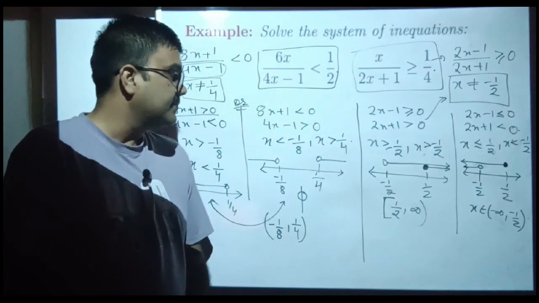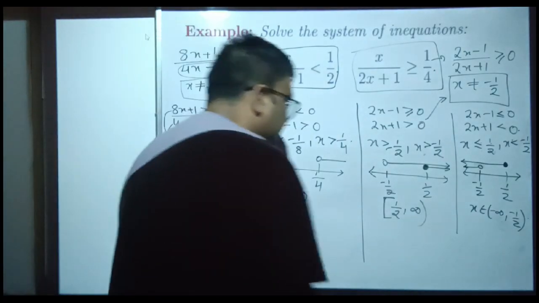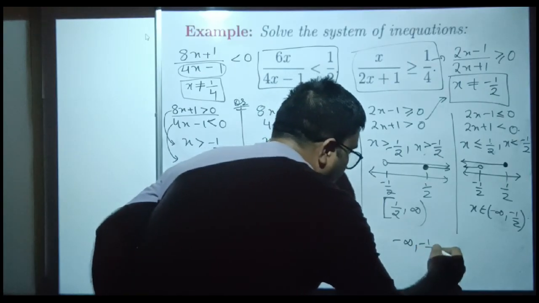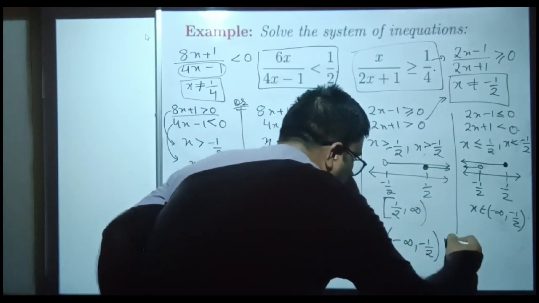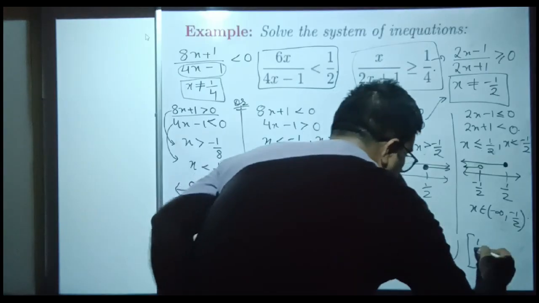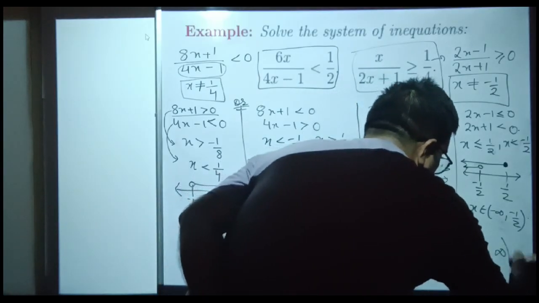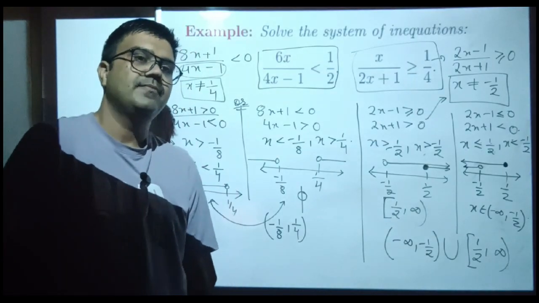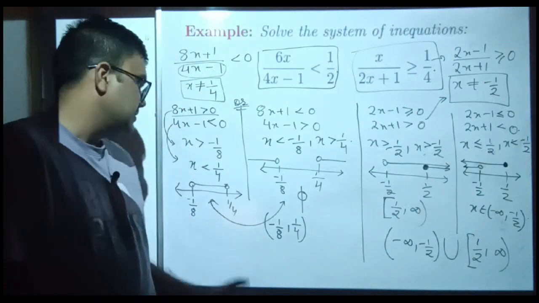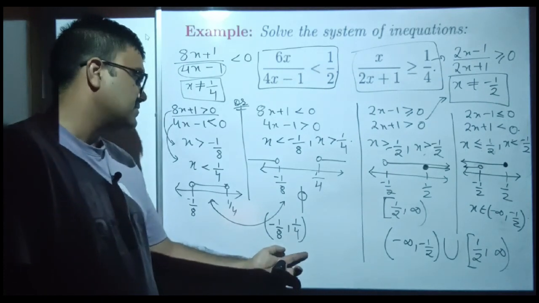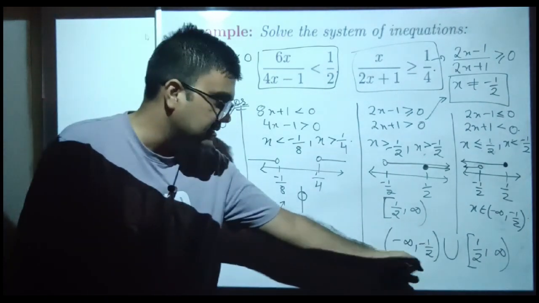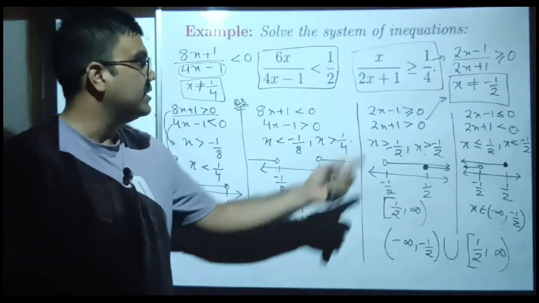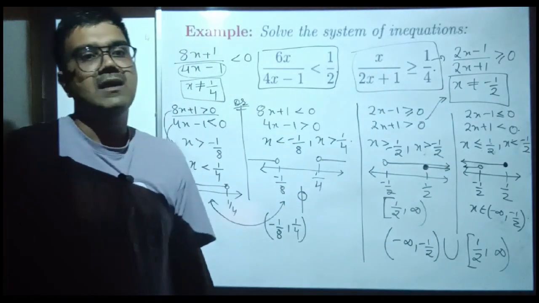So in this case, the solution set is the union of these two. The union of these two is minus infinity comma minus 1 by 2 open, union, closed interval 1 by 2 to infinity. This is the solution set, minus 1 by 8, 1 by 4, and this is the solution set we have in this case. x is not equal to 1 by 4, included over here. x is not equal to minus 1 by 2, included over here.